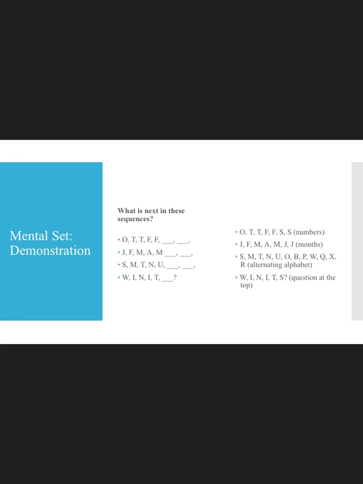The first one is numbers: 1, 2, 3, 4, 5, 6, 7. The second one is months: January, February, March, April, May, June, July. The third one is alternating alphabet, backwards and forwards. And then the last one is actually the question at the top of the page. What is next in these sequences, right?